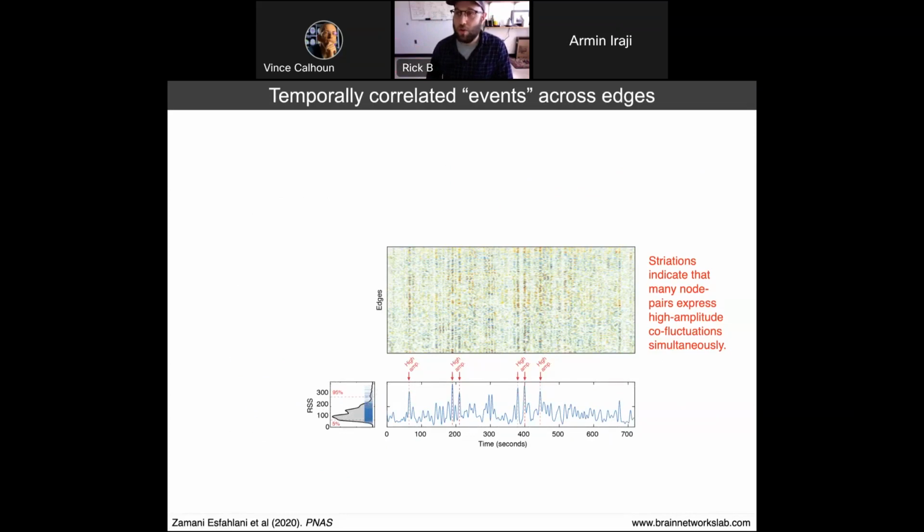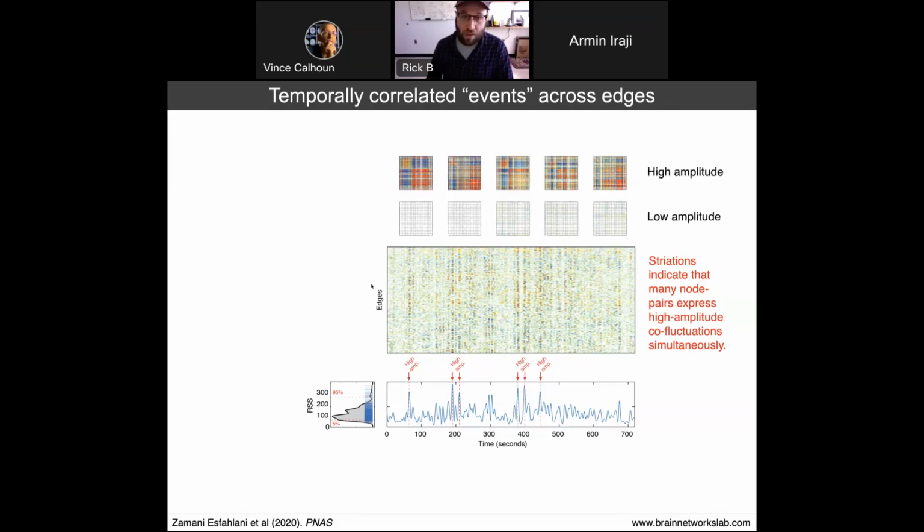Because we're not very good with naming things, we call these events. Apologies to the EEG literature, where events have a specific meaning, but we're calling these high amplitude frames events. And just to indicate how distinctive these frames are, these are the highest amplitude frames in this edge time series. These are the lowest. So at the low end, it's very difficult to even find any kind of co-fluctuation, but at the highest amplitude, there's evidence of lots of edges simultaneously exhibiting very strong positive or negative co-fluctuations.